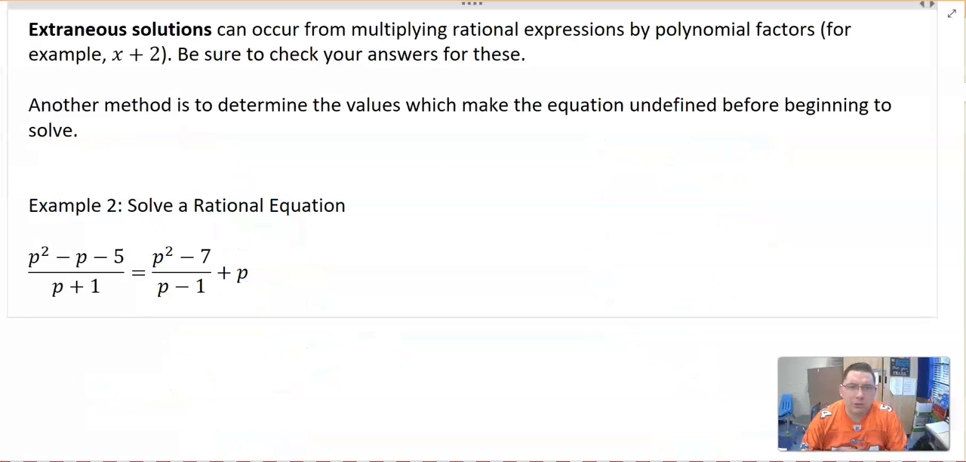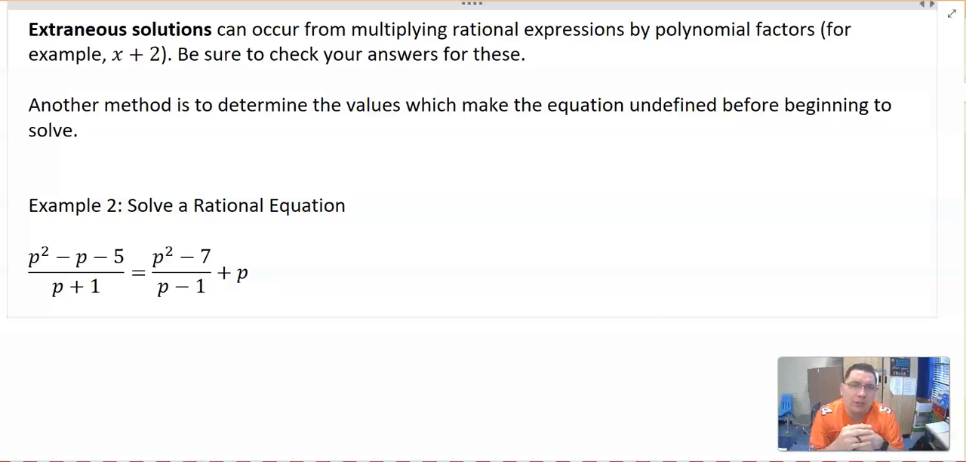So in example 2, we first want to talk about extraneous solutions. And remember, we talked about these back when we were dealing with radicals. But the same issue can come up with rational expressions, because we're going to introduce higher polynomial factors. So we might go from a quadratic to a cubic function, or a cubic equation, and we could introduce solutions that don't actually work. And we've got to check for these.